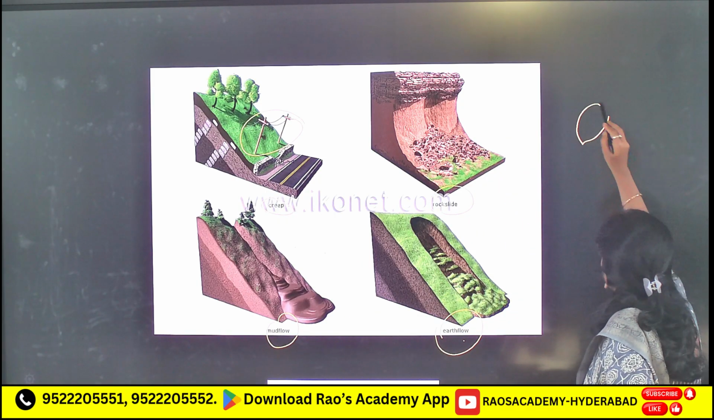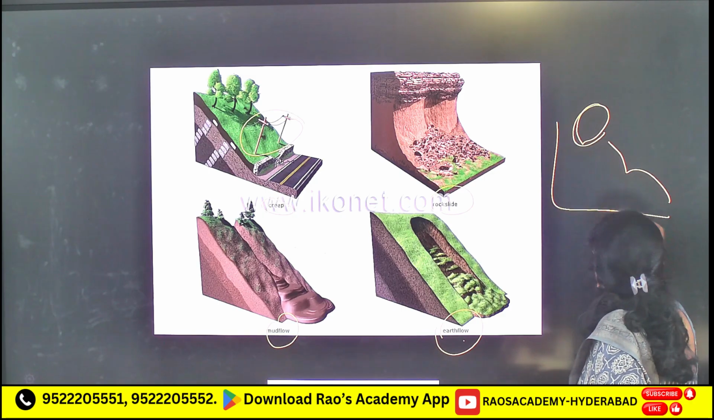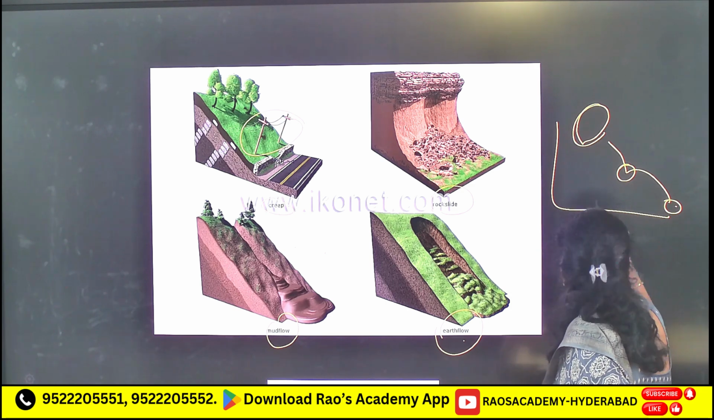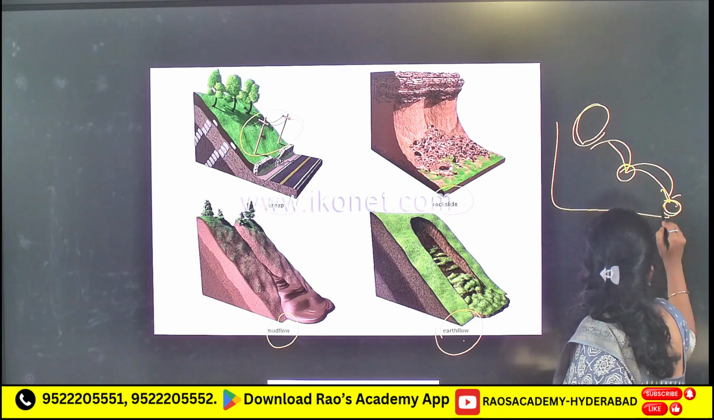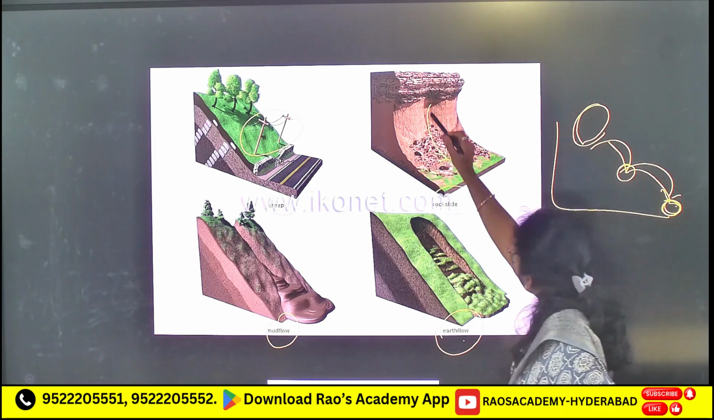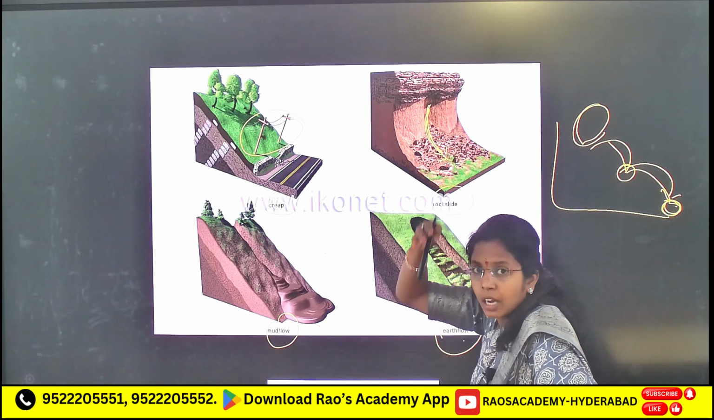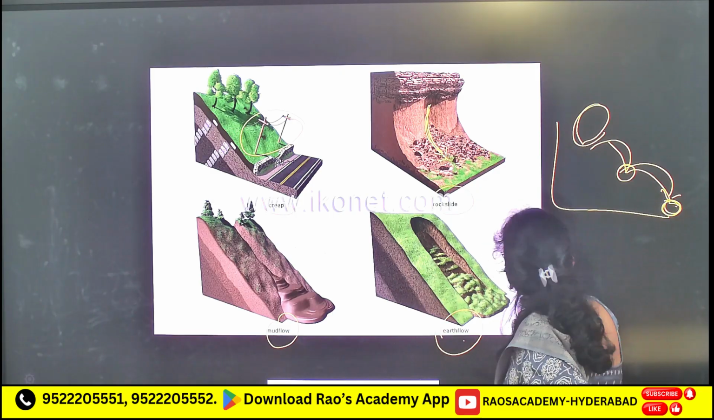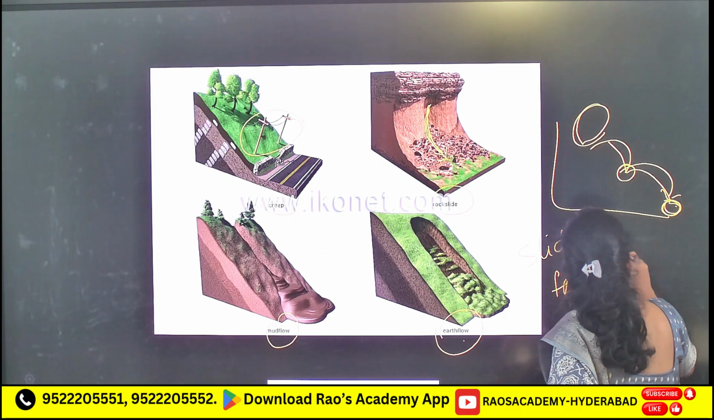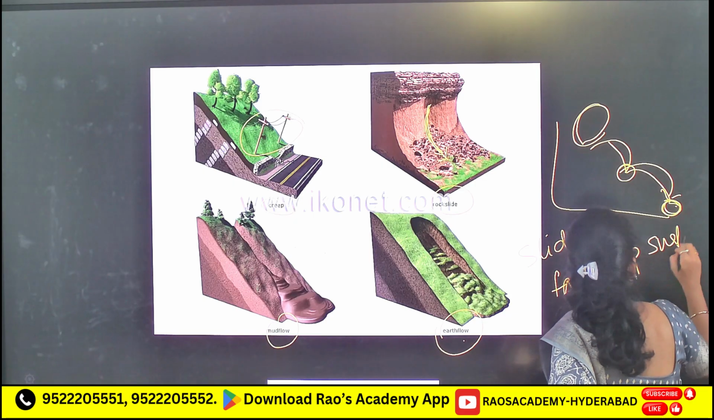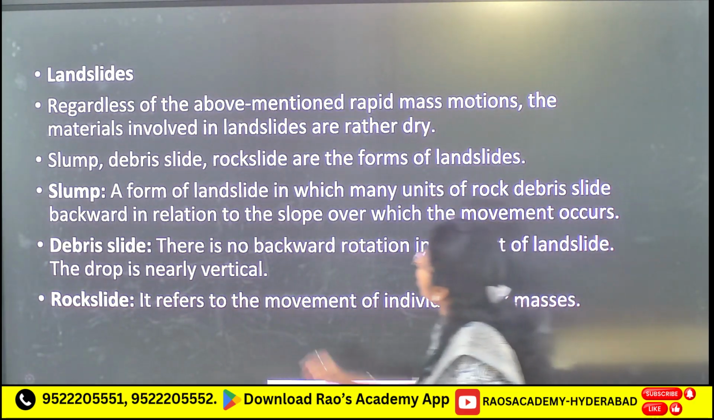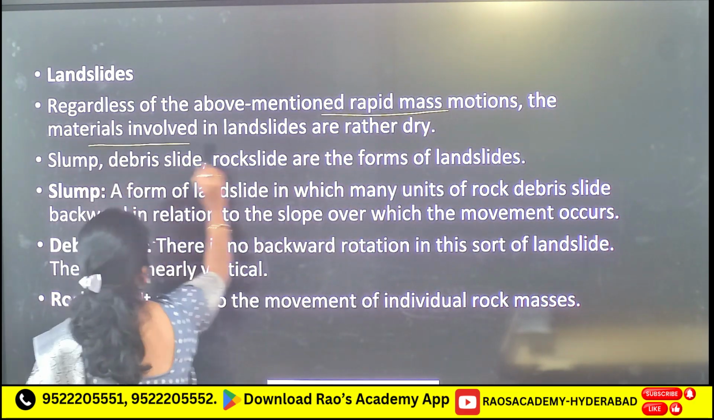Rock fall means the rock bounces and falls. Here in rock slides, you will see a slip surface from where the slide is happening. In slides you will see a slip surface. In fall you do not have any slip surface. Here, mass movements, materials involved: rock slides.